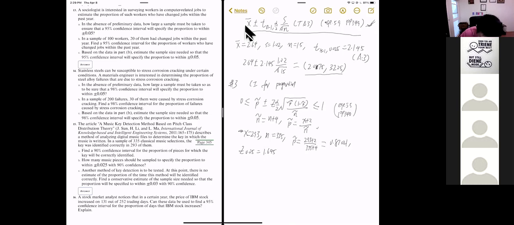So sample proportion 0.87021 plus minus Z half alpha, 1.645, times the square root of modified P times 1 minus modified P, over modified N. And then you can calculate the range.